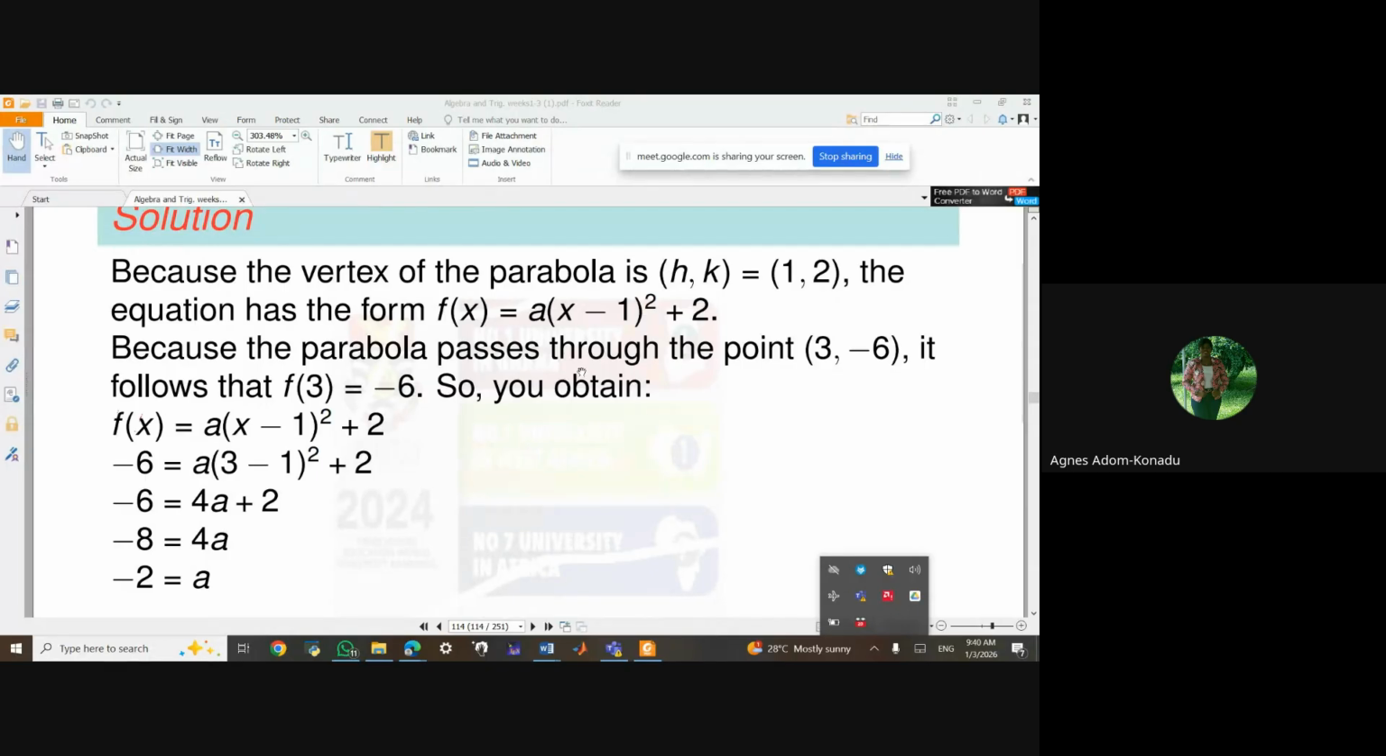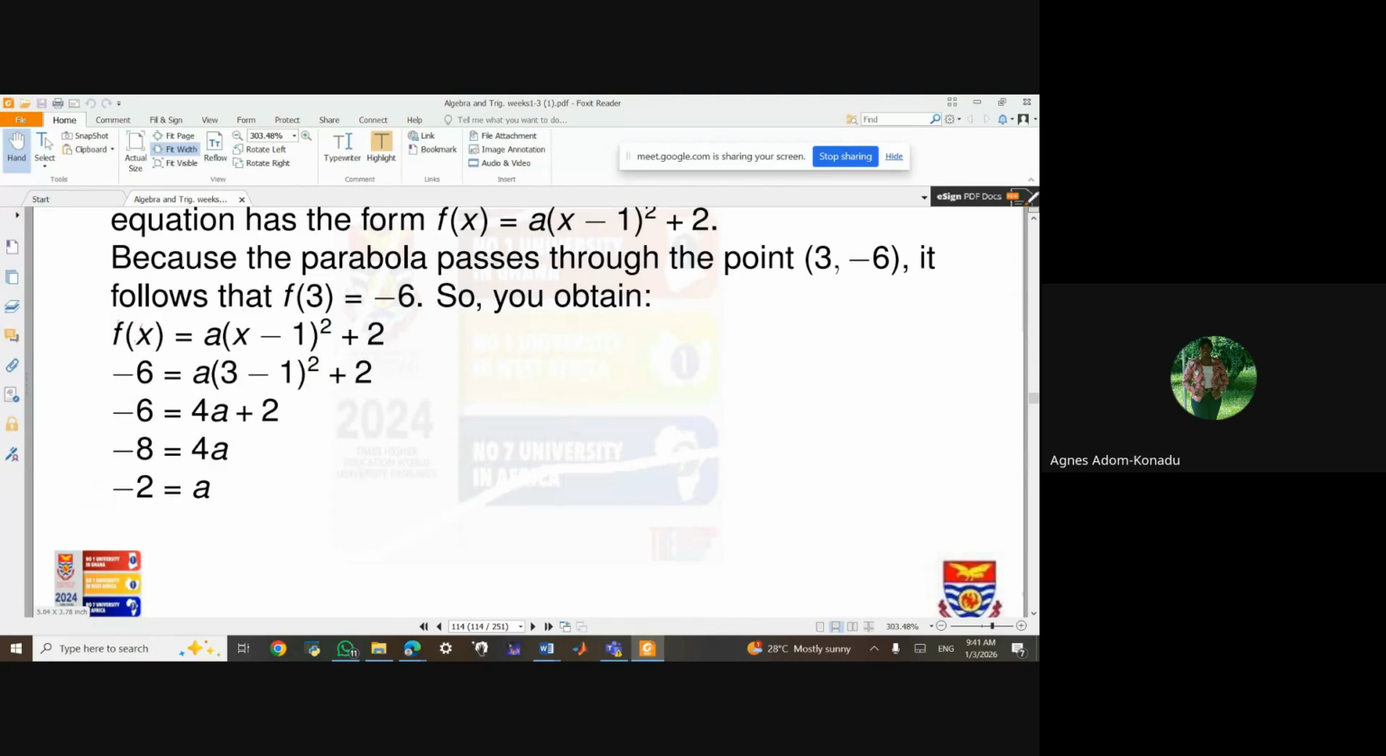Because the parabola passes through the point (3, -6), it follows that f of 3 is -6. So this will help us to get the value of a. So I have f of x, which is -6, equal to a into brackets, and then my x value is 3. So 3 minus 1 squared plus 2. So this one will give me 2. 2 squared is 4. So I have minus 6 equal to 4a plus 2. Then minus 8 is equal to 4a. So my a is minus 2. So when I write it, I have minus 2 into brackets x minus 1 squared plus 2.